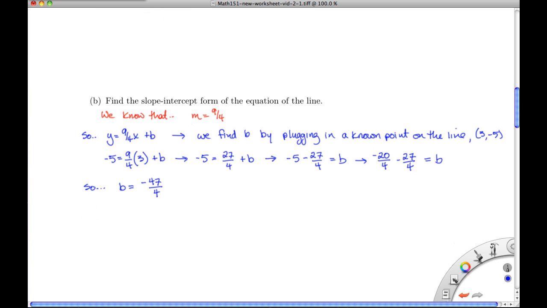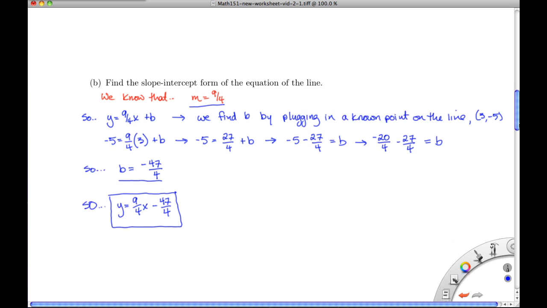So we've got our m, we've got our b, so here's our big so. Now we can conclude that our y is going to be equal to 9/4 x minus 47/4, and that's going to be our slope-intercept form for this line. So that should do it for that problem.